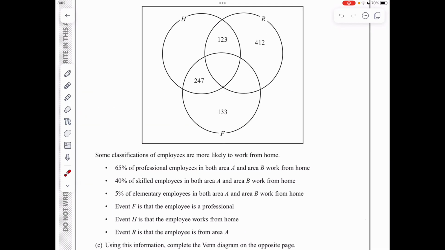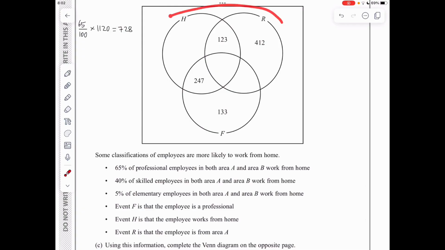We are then told that some classifications of employees are more likely to work from home. So 65% of professional employees in both area A and area B work from home. I will start with this piece of information. 65 over 100 times the total number of professional employees. This was 1,120, adding up the professionals in area A and area B, and this gives an answer of 728.